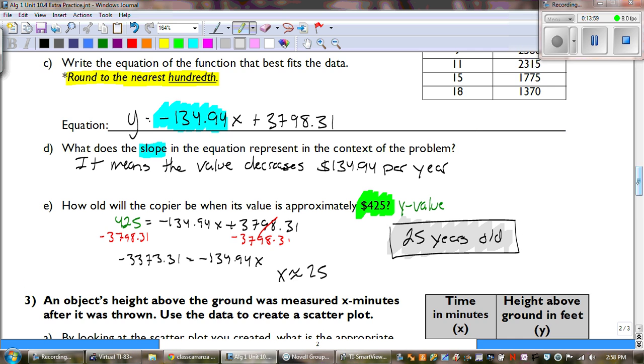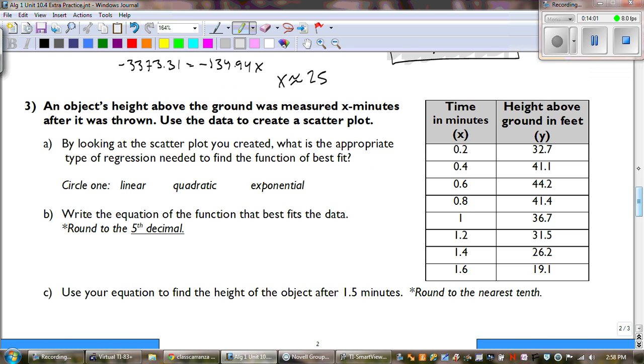All right, let's move on to number 3. Once again, it's giving us a bunch of information, so you need to clear out your calculators and graph. Okay? Go ahead and pause the video, and good luck.